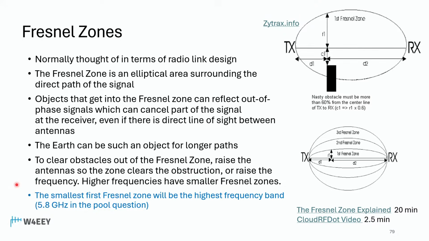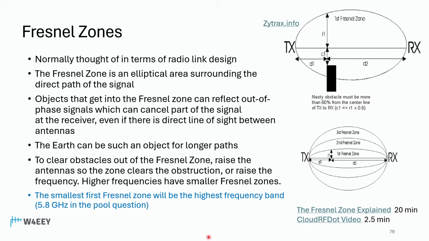So how do you fix it? You either raise the antennas so that the zone clears the obstruction, or raise the frequency, because the Fresnel zones tend to become smaller at higher frequencies. Just one pool question for this aspect. The smallest first Fresnel zone will be the highest frequency band, and in our pool question, it's the 5.8 gigahertz band.